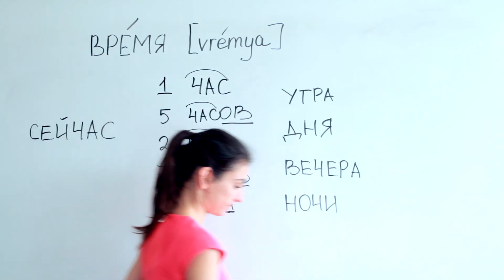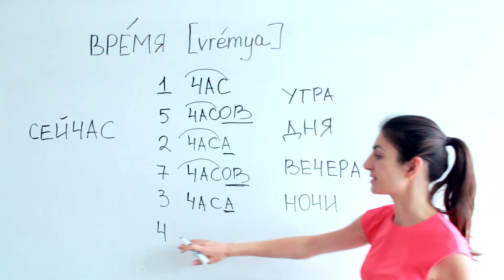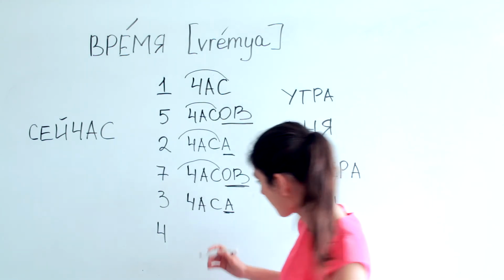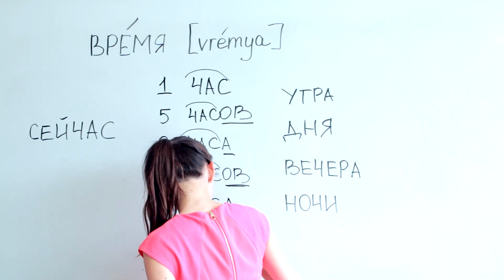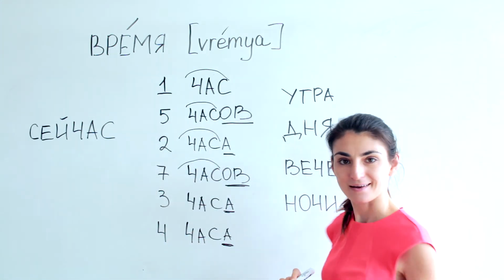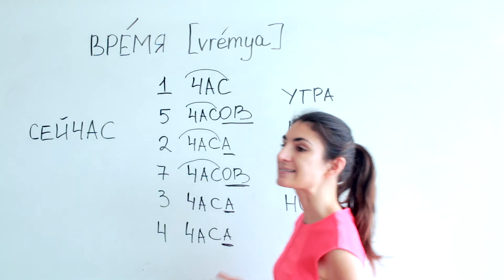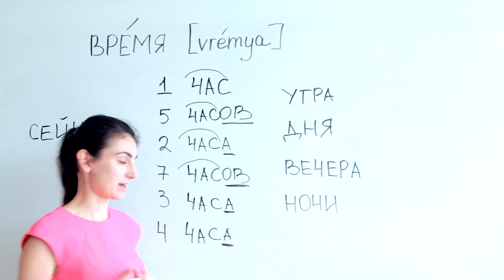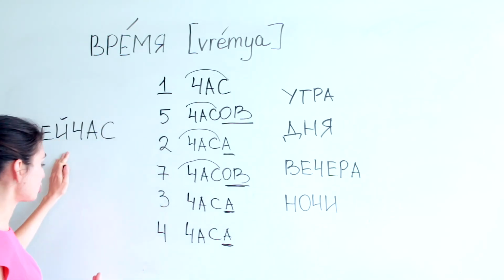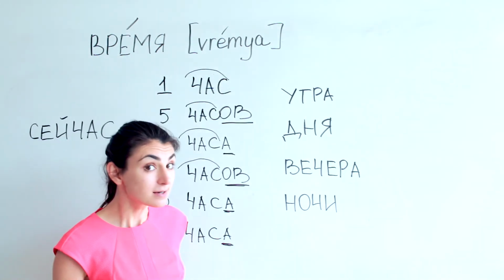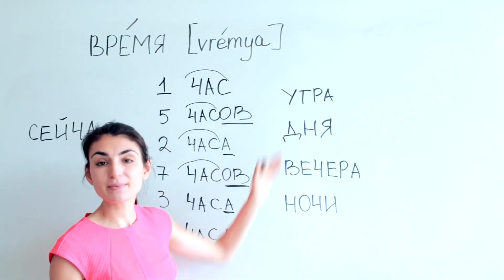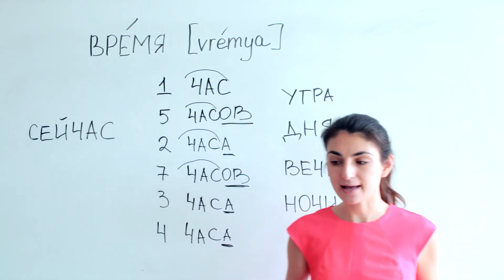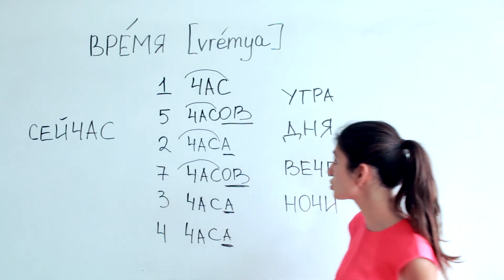And number 4. Сейчас 4 часа. Good. Good job. I like how you learn Russian. Сейчас 4 часа. Let's say in the daytime. Сейчас 4 часа дня. Okay. What if it's in the morning? It's going to be сейчас 4 часа утра. Or maybe at night. Ночи. Okay, good job.